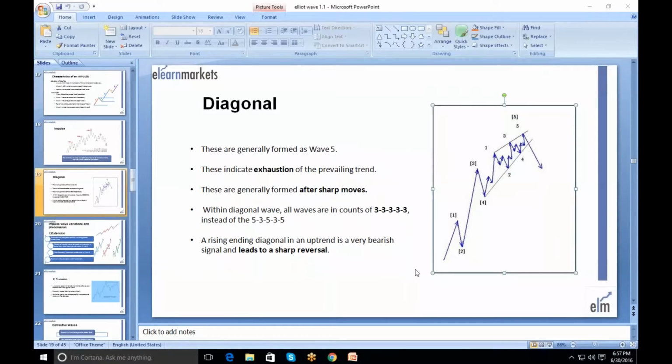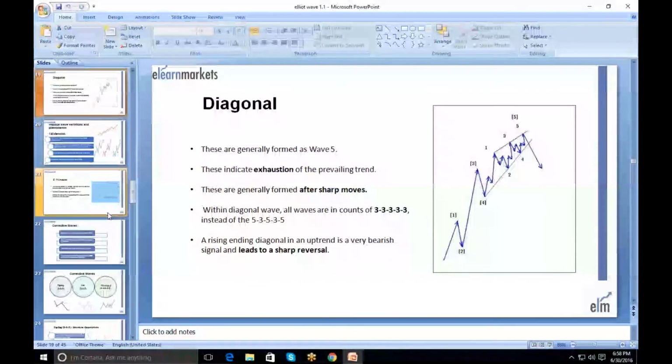You mean the principle cannot be used to extrapolate? No, you cannot extrapolate the market. I mean, you surely can wish, but then extrapolating the market, I haven't been able to do that. Alright, so that is about diagonals.